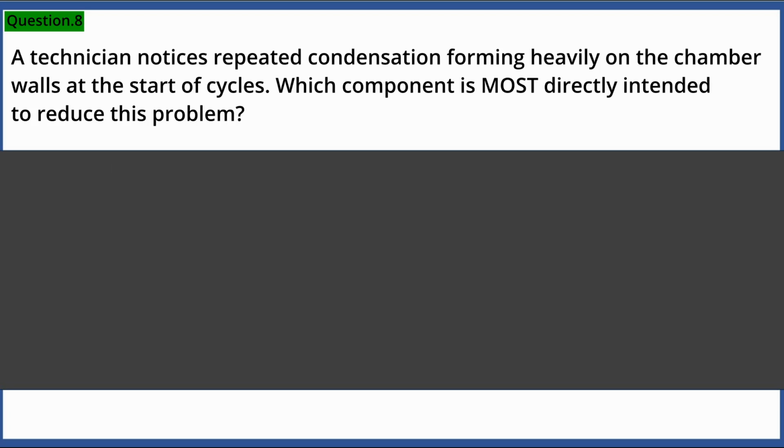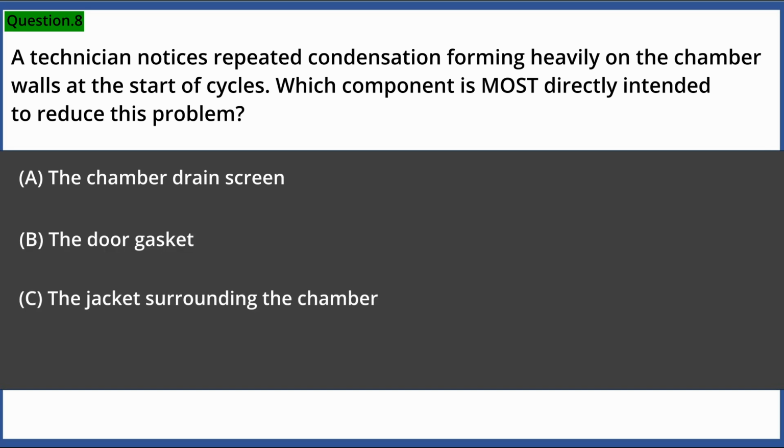A technician notices repeated condensation forming heavily on the chamber walls at the start of cycles. Which component is most directly intended to reduce this problem? A. The chamber drain screen. B. The door gasket. C. The jacket surrounding the chamber. D. The loading cart. Answer: C. The jacket surrounding the chamber.